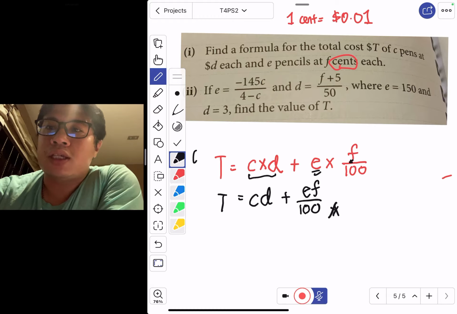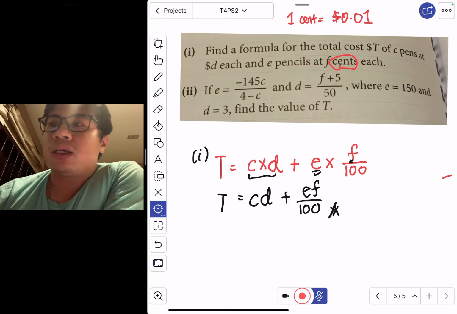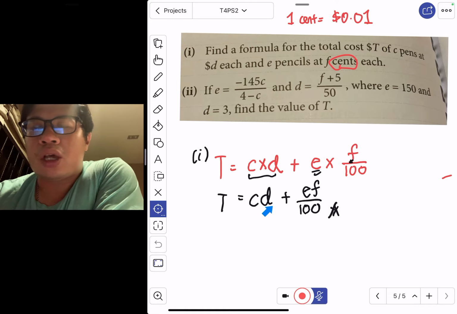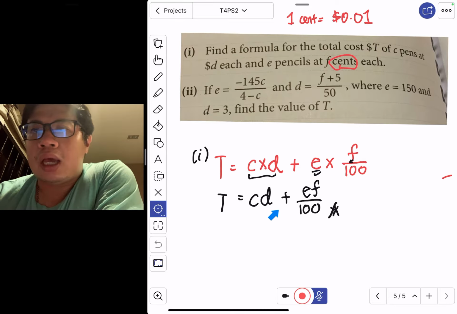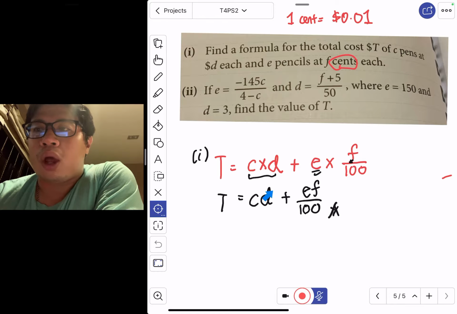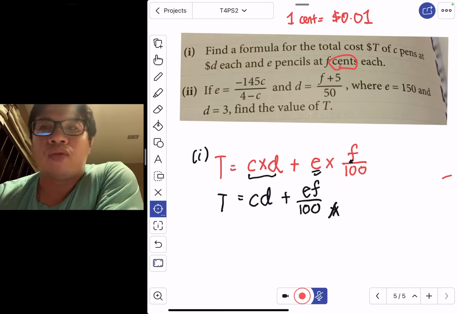Take note, why do we convert the F to dollars and not the C to cents? Because the cost is in dollars and not in cents. That's why everything has to be in terms of dollars.